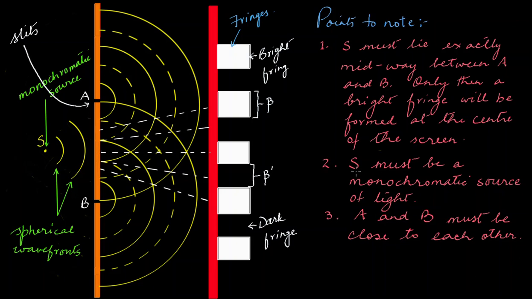S here must be a monochromatic source of light. That means it must produce light of one color, just one wavelength or one frequency. A and B must be close to each other, because if A and B are too far from each other, you would not be able to see the fringes nicely. So these are the points that you have to keep in mind. So this is the Young's double slit experiment.